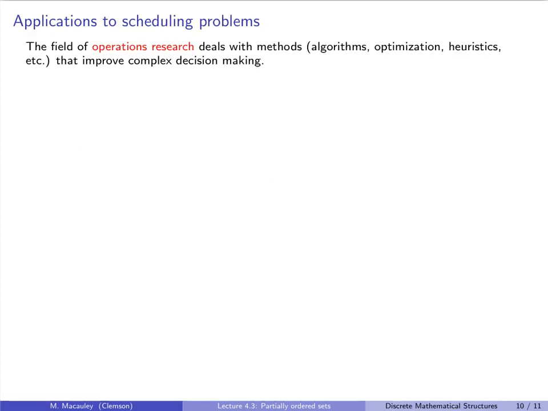Finally, I want to conclude this lecture with an application of partially ordered sets to scheduling problems. This comes from the field of operations research, which deals with methods like algorithms, optimization, heuristics, and so forth that improve complex decision making. Operations research is sort of between math and computer science and industrial engineering, sometimes in management science in a business school.